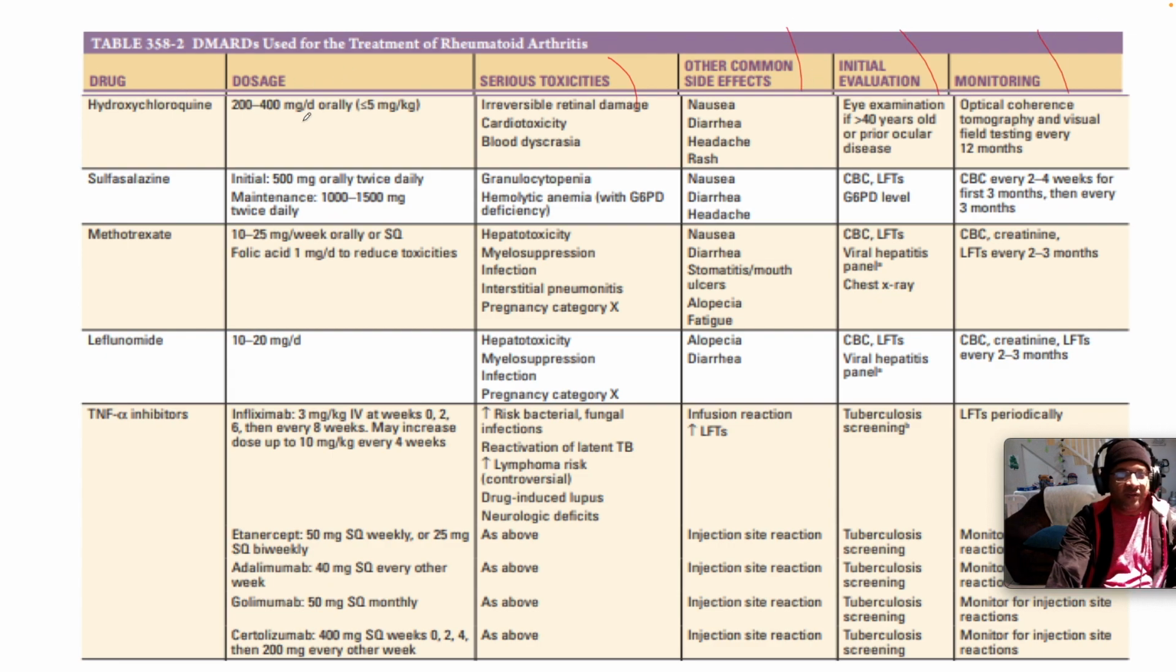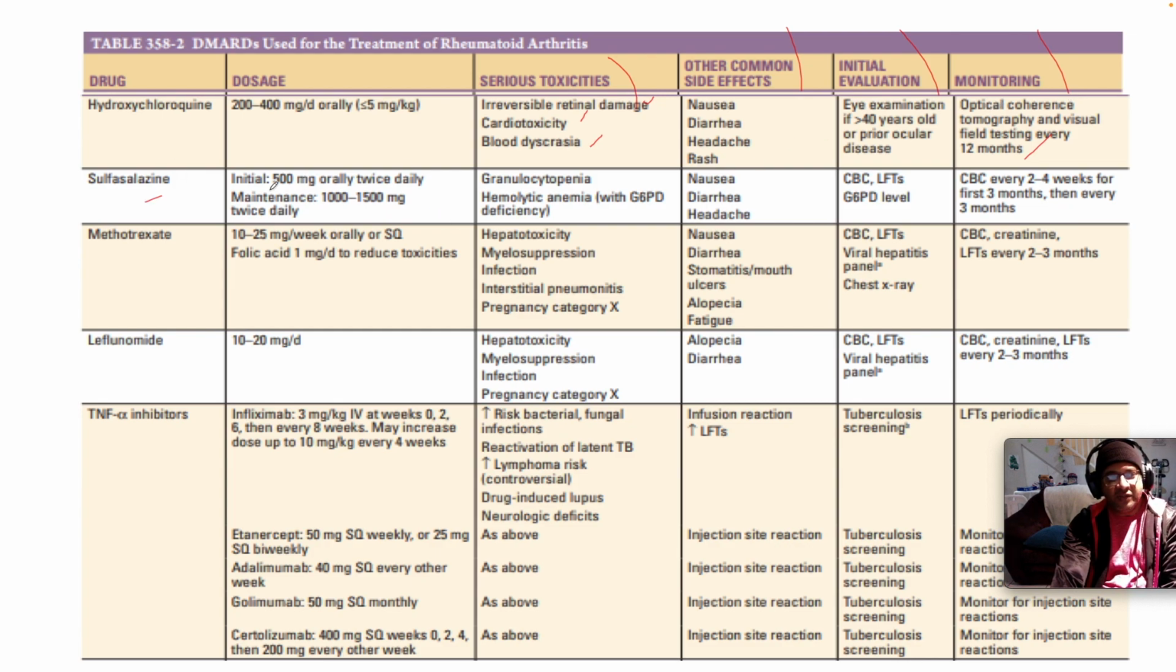So in hydroxychloroquine, the usual dose is 200 to 400 milligrams daily for about 5 days a week. But watch out, because it causes irreversible retinal damage, the so-called bull's-eye retinopathy. It's cardiotoxic, causes blood dyscrasias, right? So cytopenias. Other side effects: nausea, diarrhea, headache, and rash. You want to do a fundoscopic exam or refer the patients to the eye clinic, right, at least every year, especially above about 40 years of age, and that's that. We're going to do formal visual testing and optical coherence tomography.